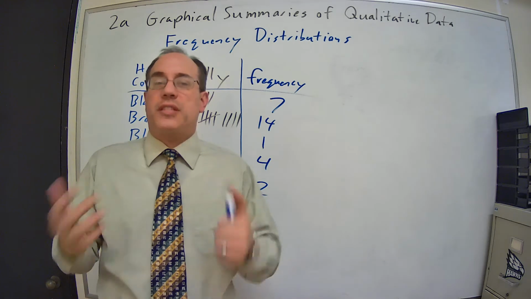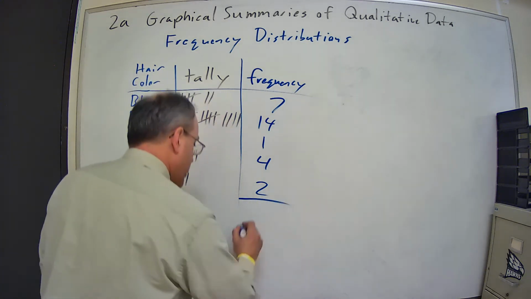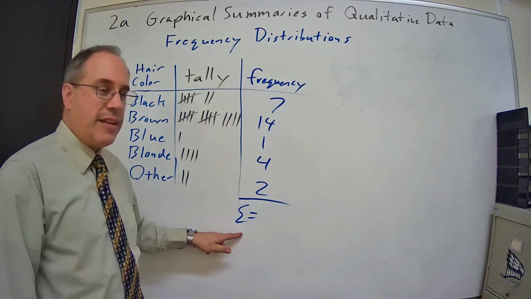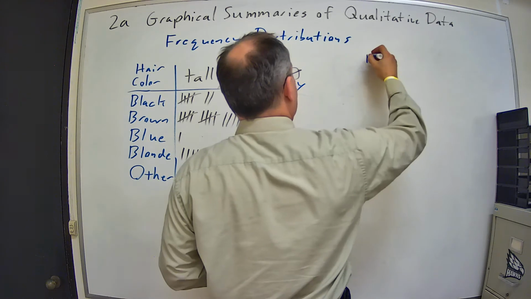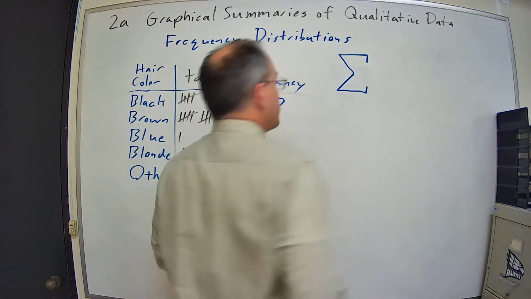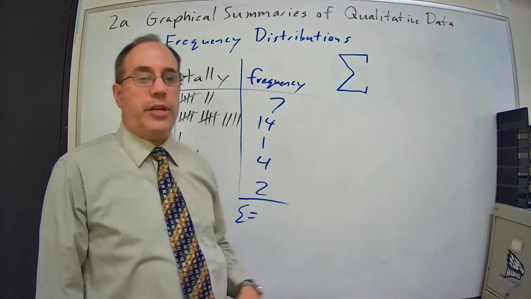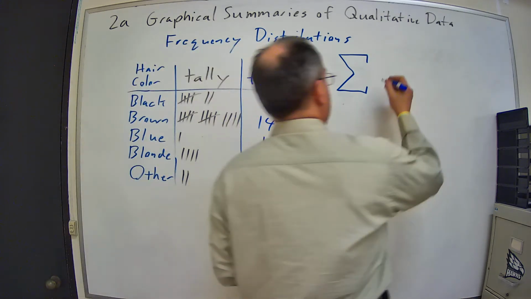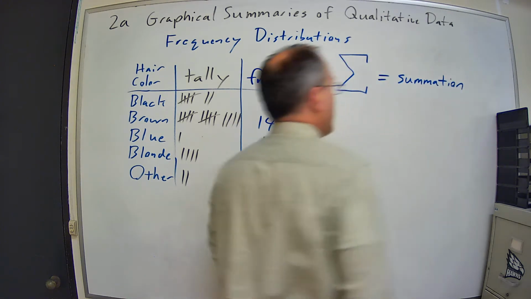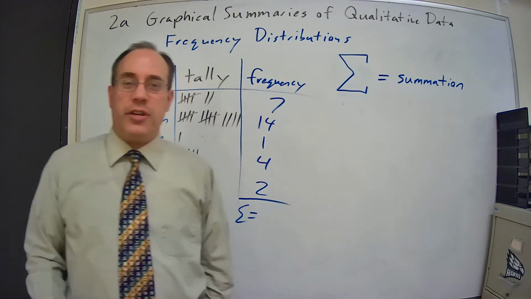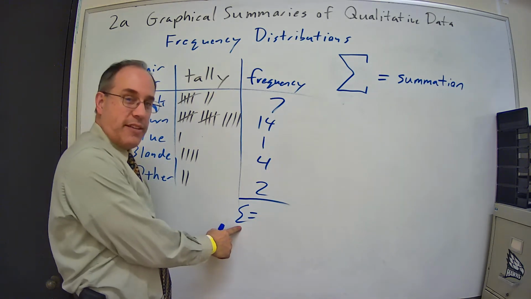Well, that's good. That gives us the counts, right? And we can even take this frequency column here and, oh, what's this? That's a summation symbol. Some of you may be familiar with this capital Greek letter sigma, which in mathematics means summation. Well, when I write summation, that tends to look a lot more like that. So that's summation. It just means add up.